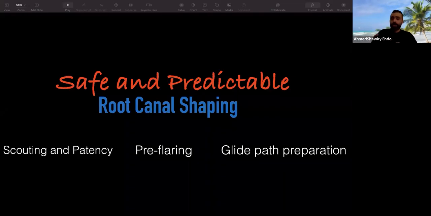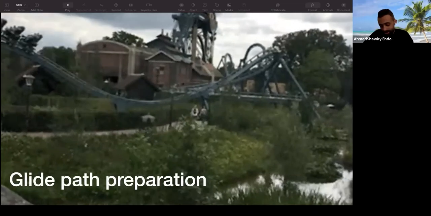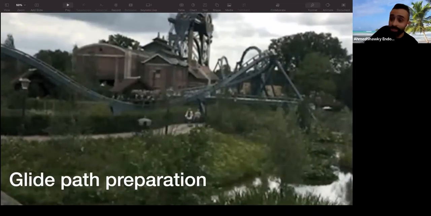So back, in order not to be lost in the middle, safe and predictable root canal shaping using MG3 Blue. We have scouting and patency, pre-flaring. Sometimes we substitute, doing the pre-flaring first and taking the scouting and patency after. Then we determine the working length and the final step, which gives me safety, after which I can go into the root canal to the apical part without any fear, using any size, of course, according to the anatomy, is glide path preparation.